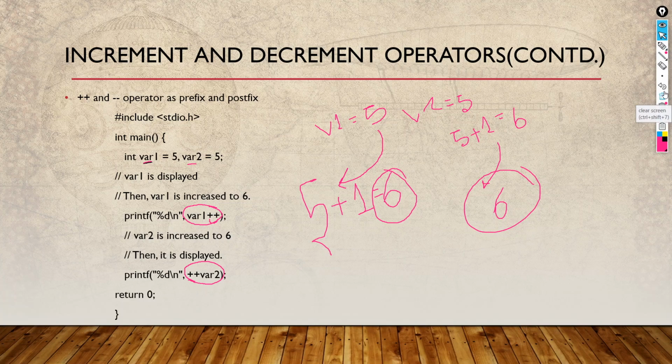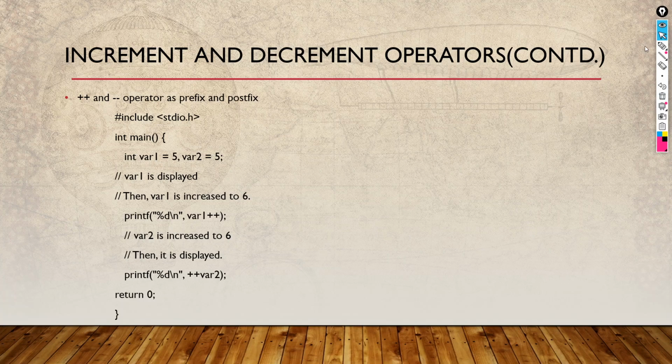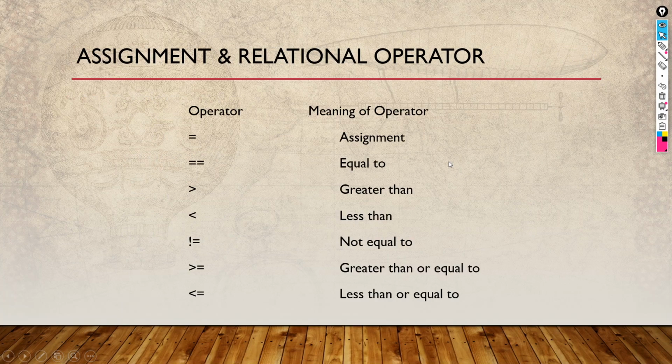Now assignment and relational operators. This is the assignment operator. I've already discussed it. When we say a equals 5, this is an assignment operator. It assigns 5 to a.